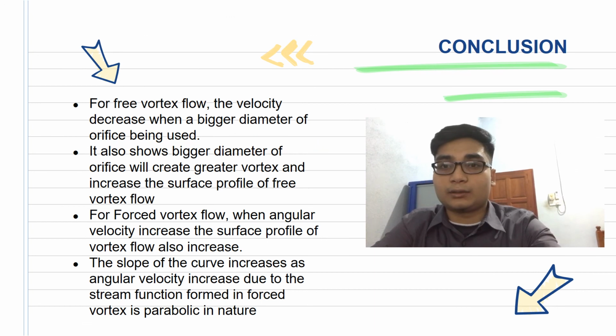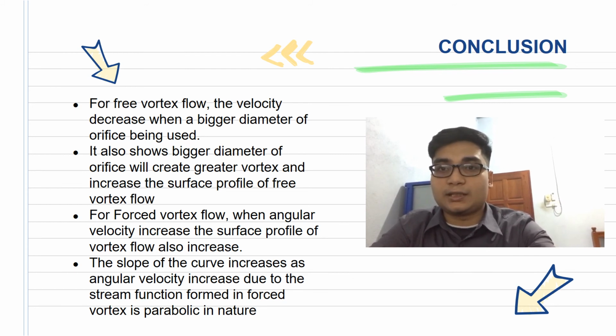Okay, next I will talk about the conclusion. So the conclusions that I can make from this experiment, the first one, for the free vortex flow, is that the velocity decreases as the diameter of the orifice increases.